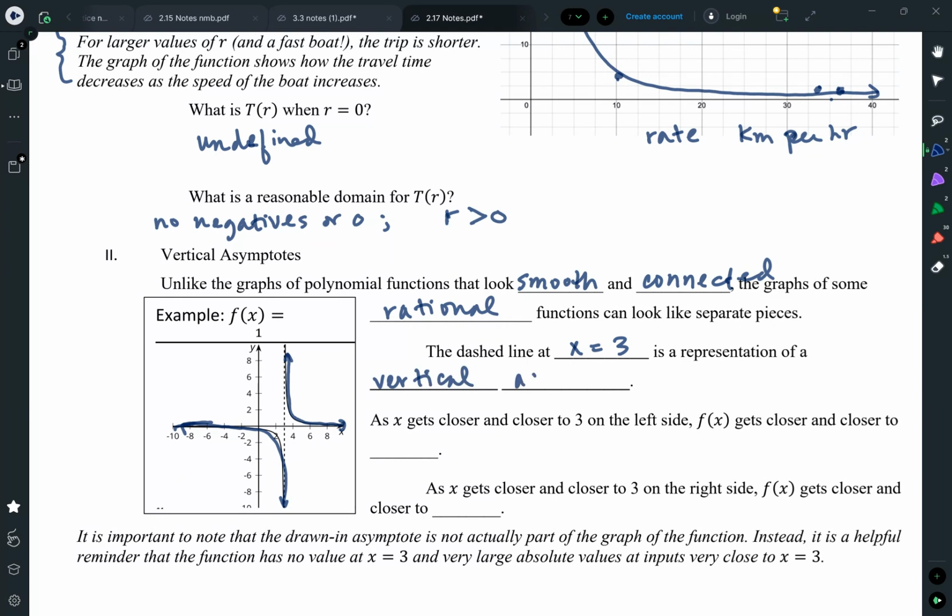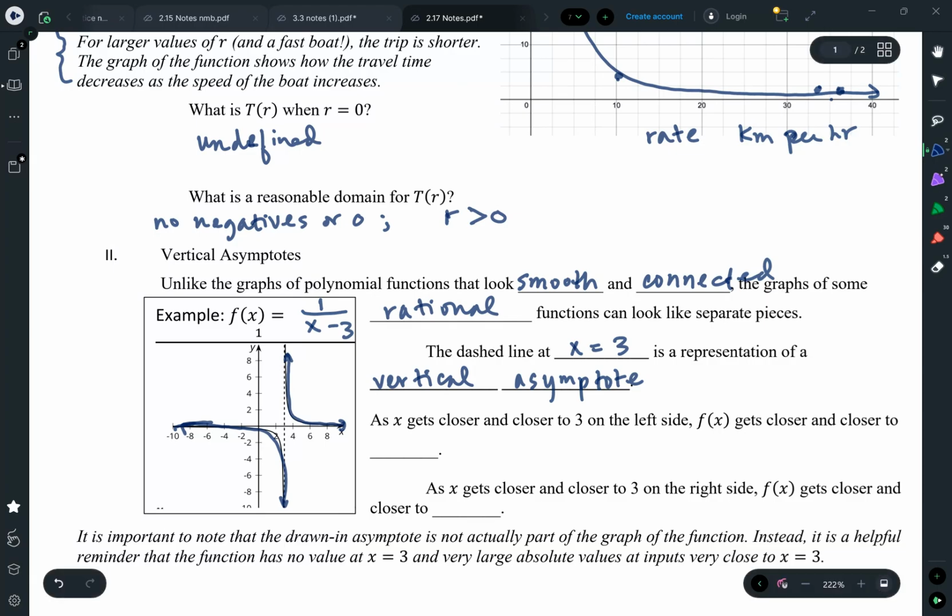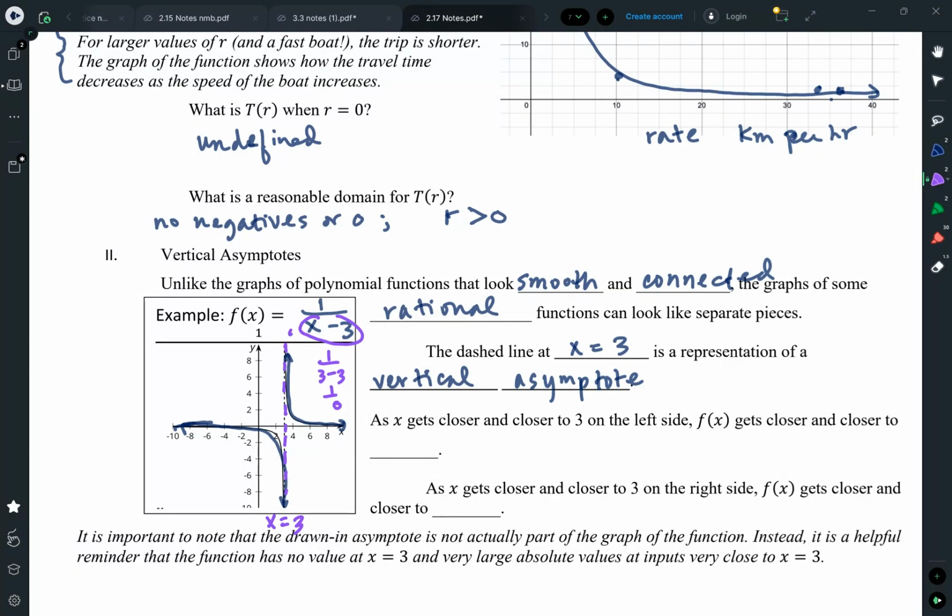And if you look at what our function is, it is 1 over x minus 3. So if you look at that denominator, x minus 3, and then look at where this asymptote is at, my asymptote is at x equals 3. That's because when x is 3, my denominator is 3 minus 3, or 1 over 0. And that's a problem. We can't have that, right? We can't divide by 0. So that's why we've got that weird behavior at 3.